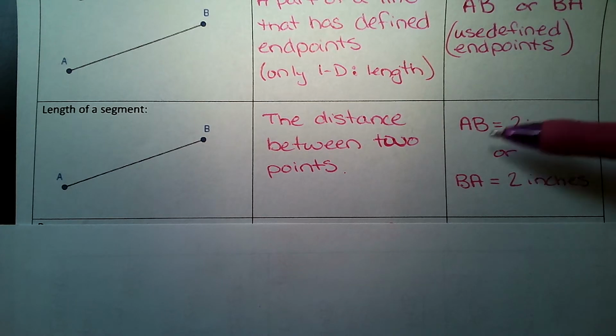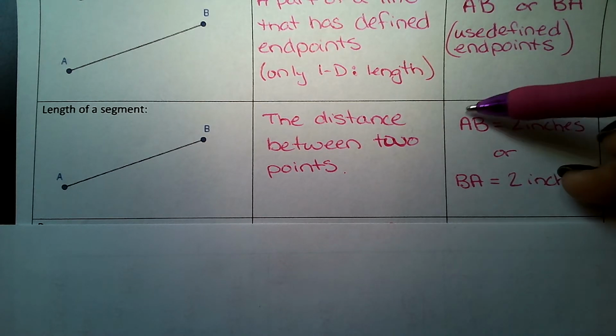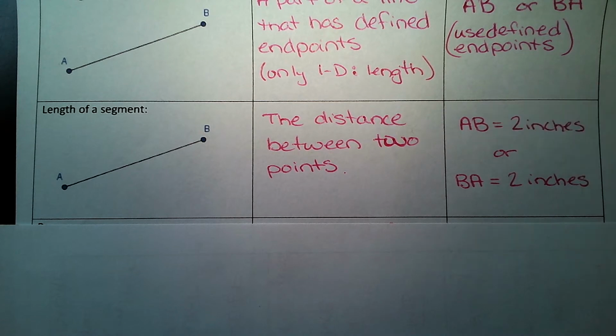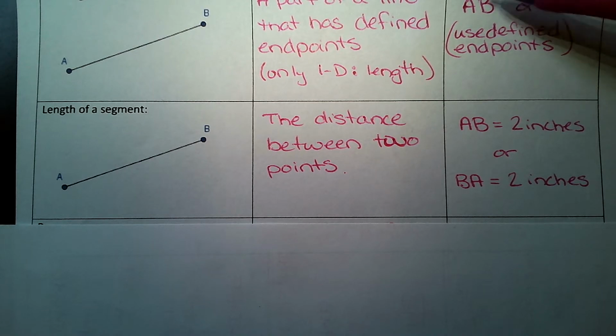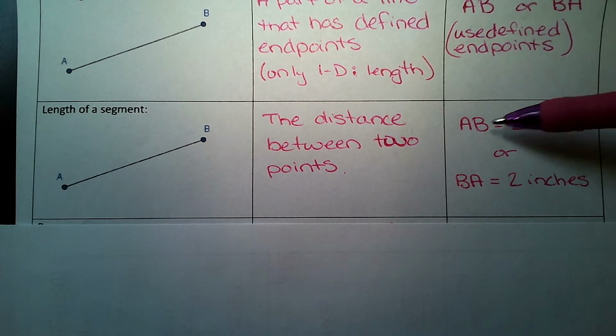But when we're talking about the length of a segment, we're talking about the distance between the 2 points. Notice over here in our notation, there's no segment symbol over top of the letters. That's the designation between the object, the line segment, and the length between the 2 points.